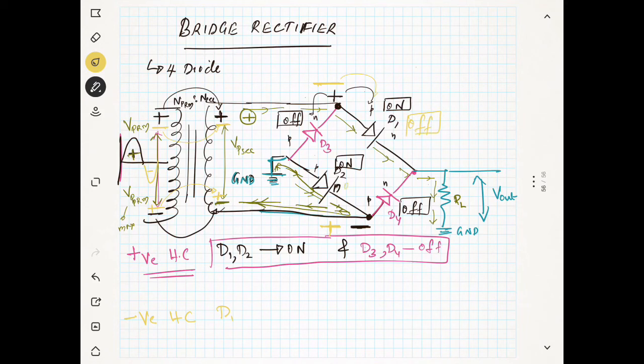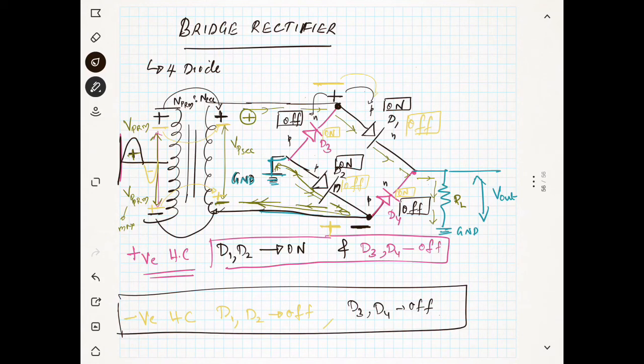Similarly, you will get D2 as off, and also you will get D4 as on, and D3 as on. That means you will get D1 and D2 as off, and your D3 and D4 as on. So this is the situation in the negative half cycle, when the input is negative.